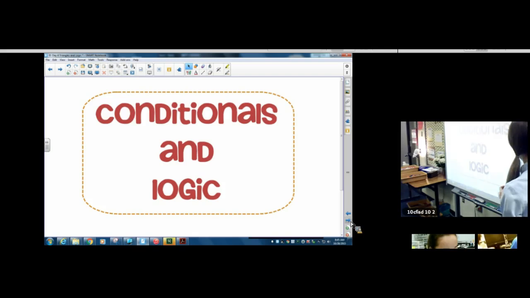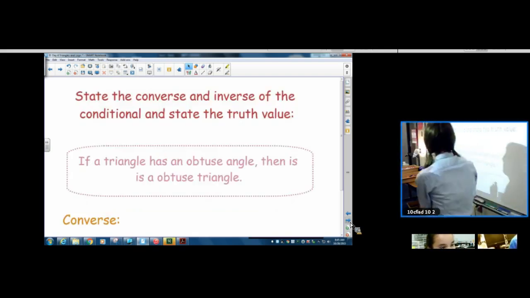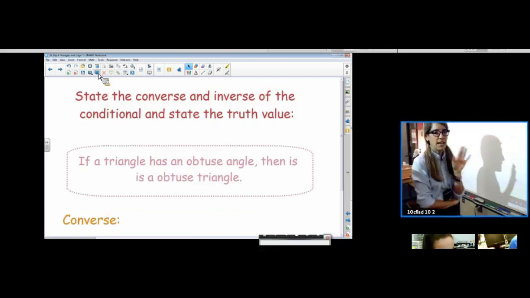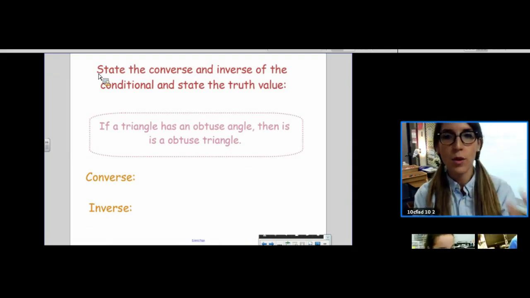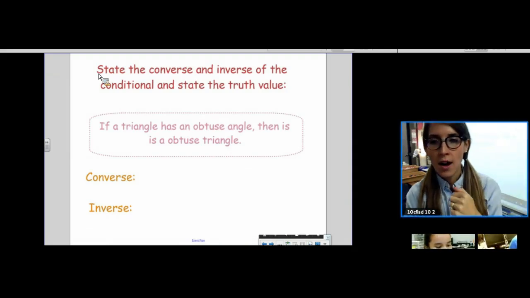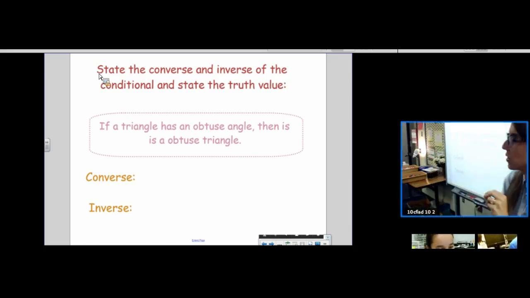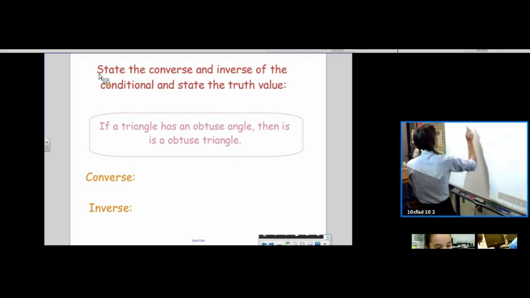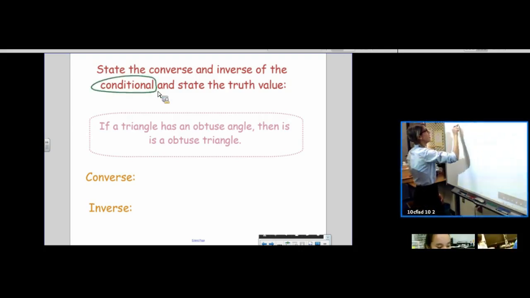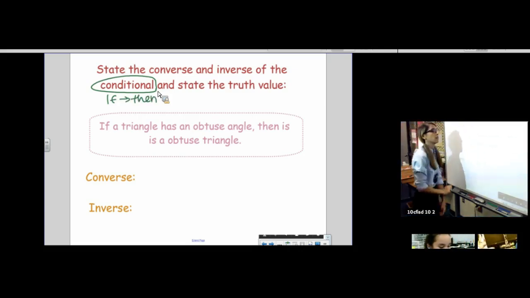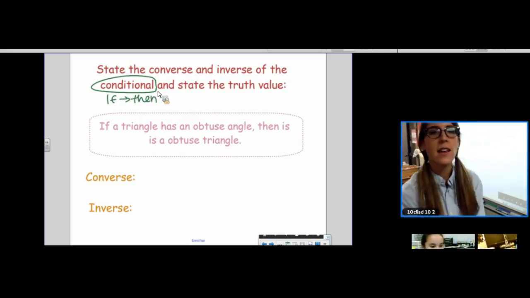Okay. Let's do a review first, because all these words get kind of confusing if we don't keep going over them. State the converse and inverse of the conditional and state the truth value. There's a lot of words in that. Let me decode it for you. First of all, let me remind you that a conditional is an if-then statement. Okay? If it is cloudy, then it will rain.